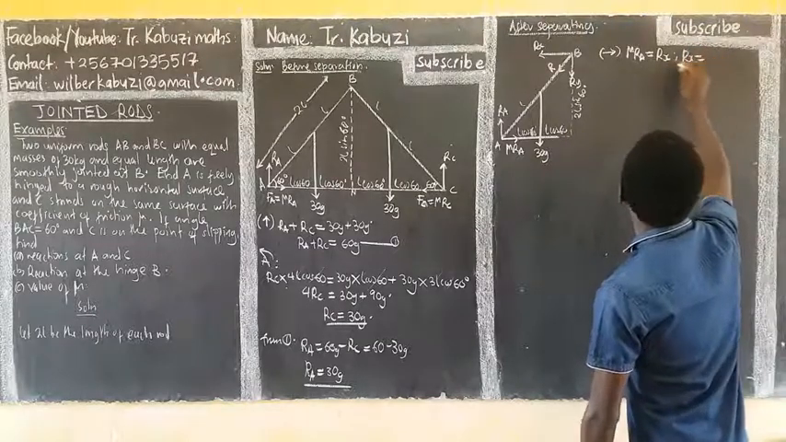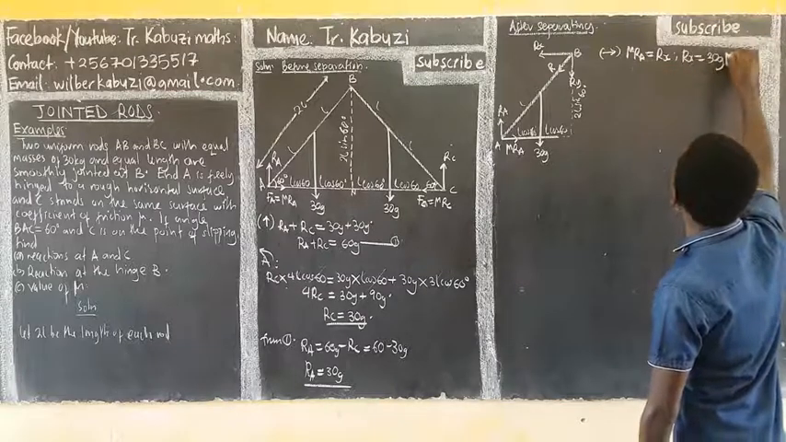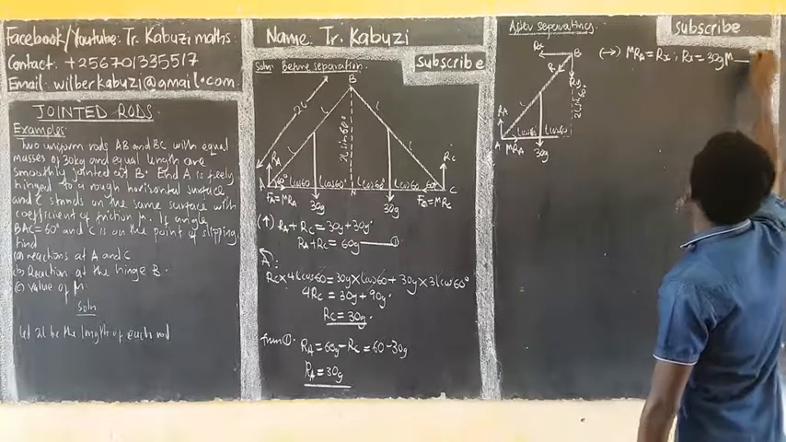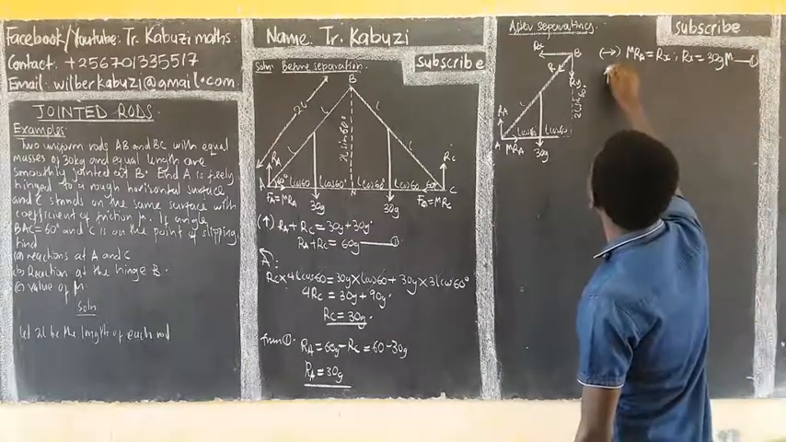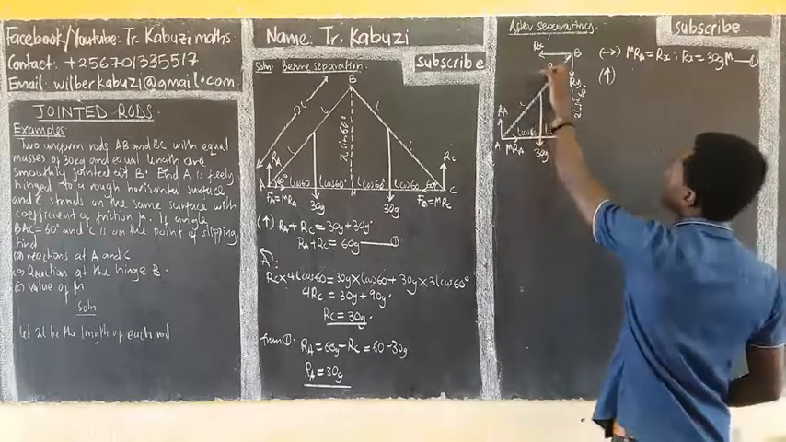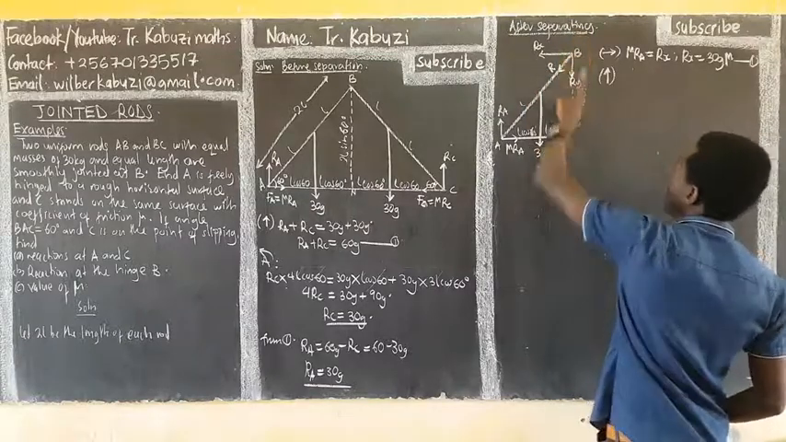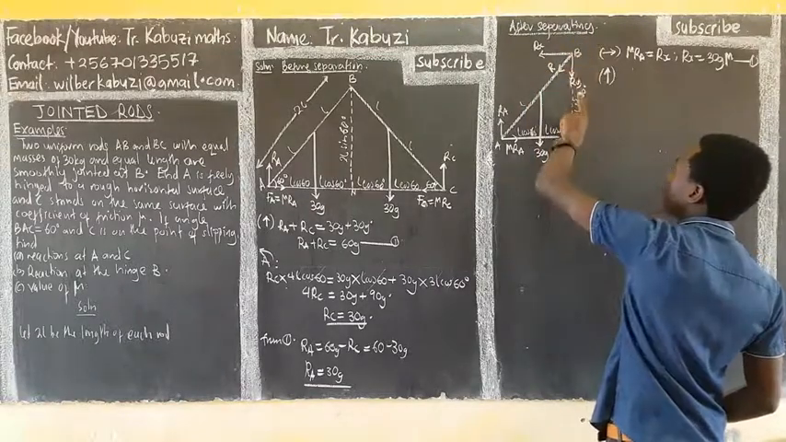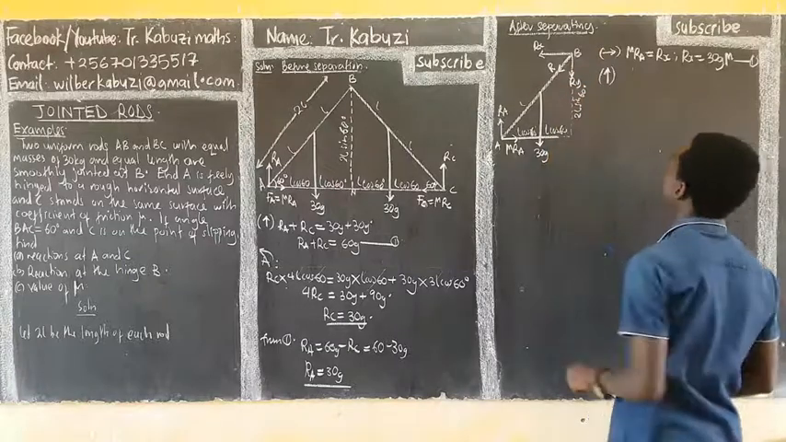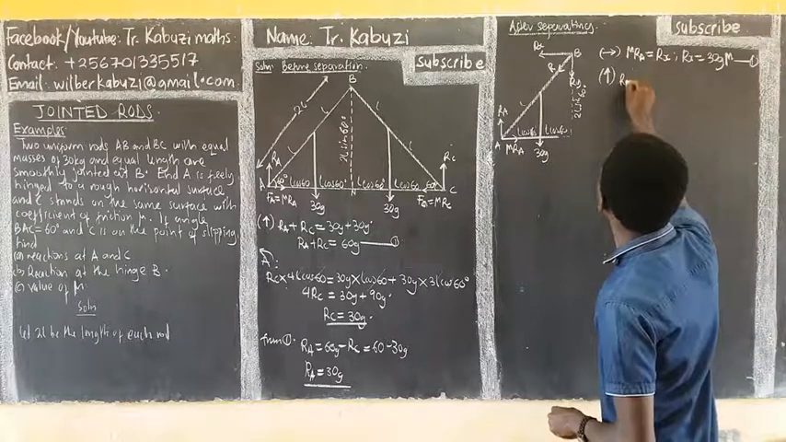Then you also resolve vertically. Remember, our interest is to get this reaction. That's why we resolve horizontally and also resolve vertically, so that in the vertical resolving, this will be included. So resolving upwards, we have Ra. You see this Ra, it's the only force acting upwards. It's going to be equal to this one, which is acting downwards.